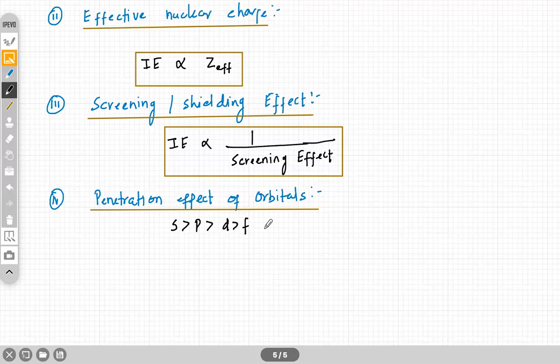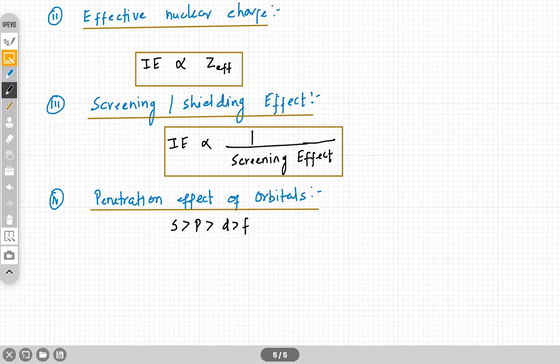Penetration effect. What do you mean by this? This means, suppose you have two atoms, and you have to remove an electron from the s subshell of one atom and the p subshell of the other atom. Then you have to provide more energy when you remove an electron from the s subshell, right? So in this order, s, p, d, f, the removal of electron becomes difficult, right?